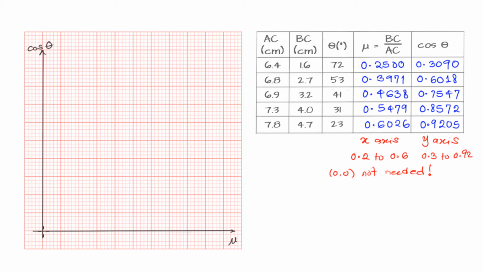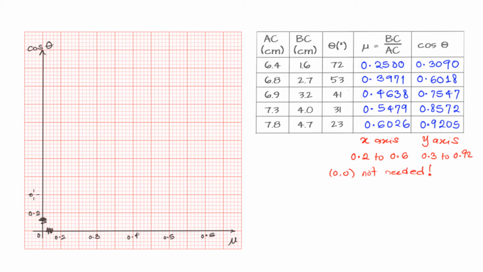Here, let me take the x-axis. I'm having 0.3 to 0.92. And with this number of divisions, if I'm saying this is 0.2 and I'm leaving two big boxes as shown, I can see that I have 0.2 to 0.6 already, which is covering the scope of what I want to use. That means if I want to scale that, I'm going to use 2 centimeters to represent 0.05 units.